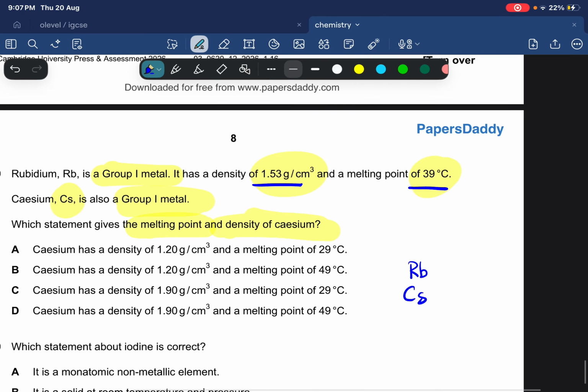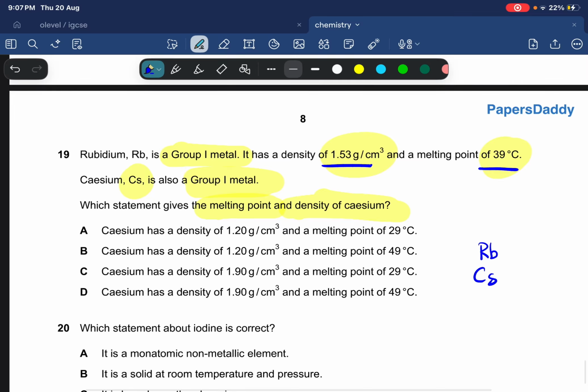Now we realize that since rubidium is above, it should be less dense. So cesium is going to be more dense. And second thing, the melting point of cesium should be less. Why should it be less? Because down the group the melting point decreases. So it's going to be 29, which is less than 39.